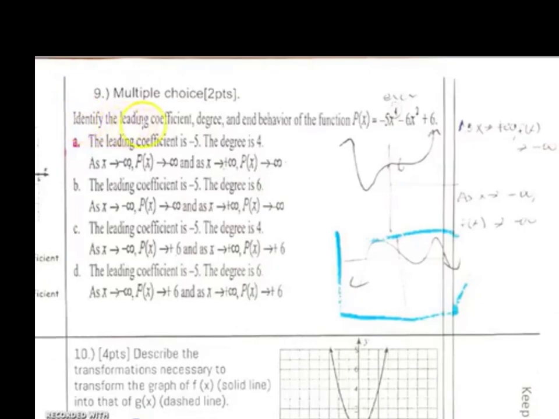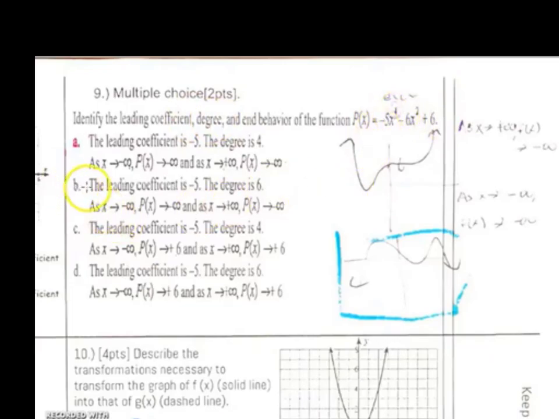Number 9, identify the leading coefficient, degree, and end behavior of the function p of x equals negative 5x to the 4th minus 6x squared plus 6. So first thing I'm going to do is the degree. The degree is the highest degree or exponent, so that would be a 4. So my degree is 4.